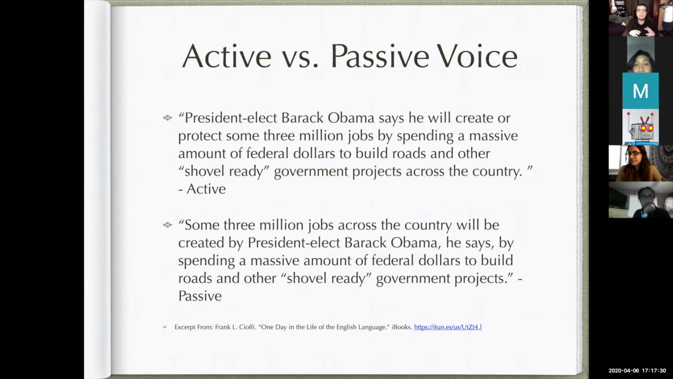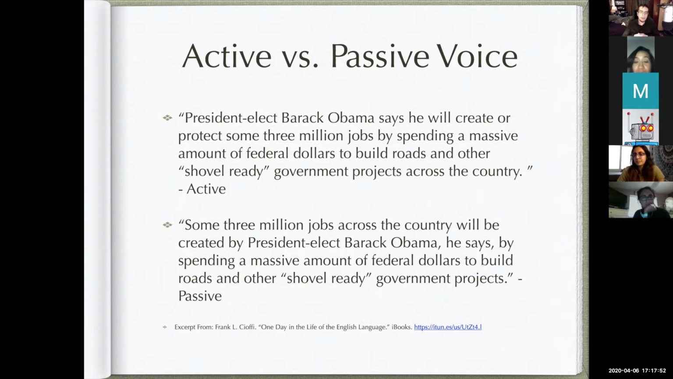So here's a sentence of active versus passive voice, and it's the exact same sentence, just kind of flipped around. President-elect Barack Obama says he will create or protect some 3 million jobs by spending a massive amount of federal dollars to build roads and other shovel-ready government projects across the country. Cool. Kind of who's doing it? They're doing. What's he doing? And how's he doing it?